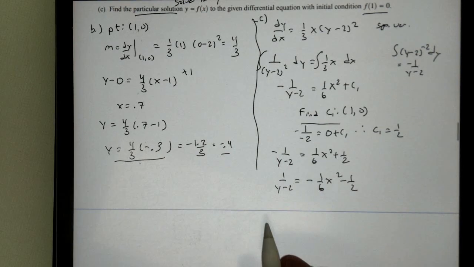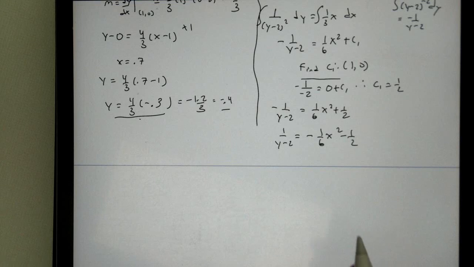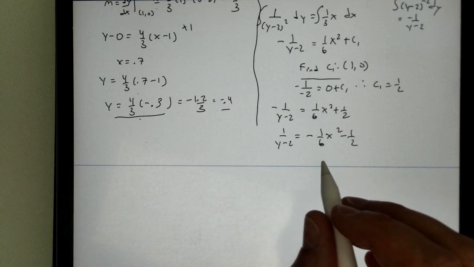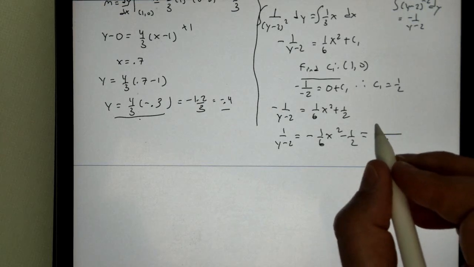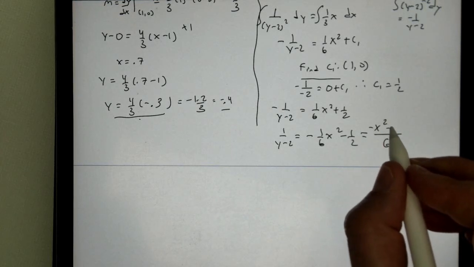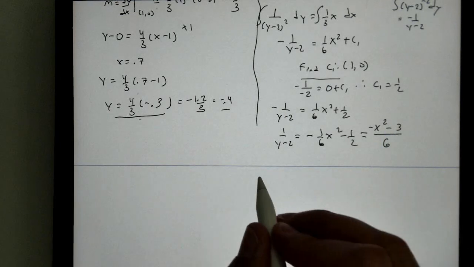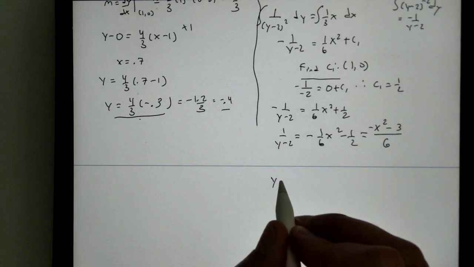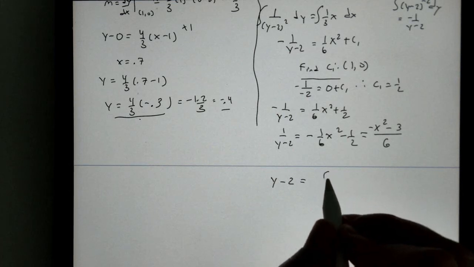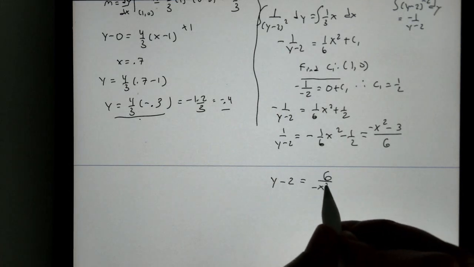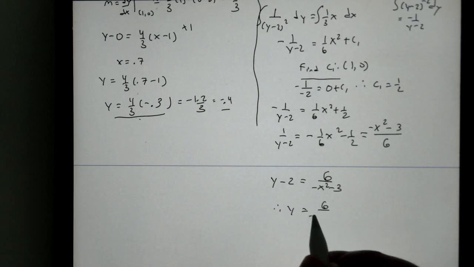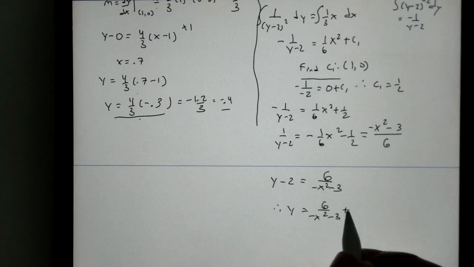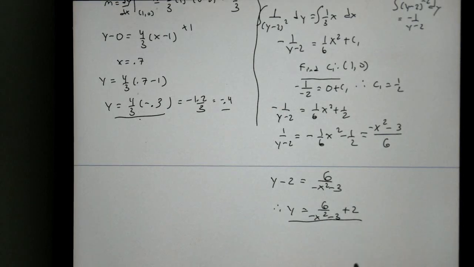All right, now I'm going to do some really fancy algebra right here, so see if you can follow along. I have two options. One, I can get a common denominator, which isn't so bad here. It's just going to be 6, and that's going to give me negative x squared minus 3. Very easy to do. So that's going to give me y minus 2, so I'm going to flip it now, 6 over negative x squared minus 3. And therefore, solving for y, we get 6 over (negative x squared minus 3) plus 2. And there is your antiderivative. There is your solution curve.